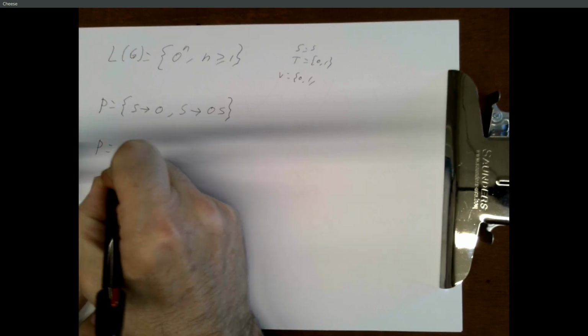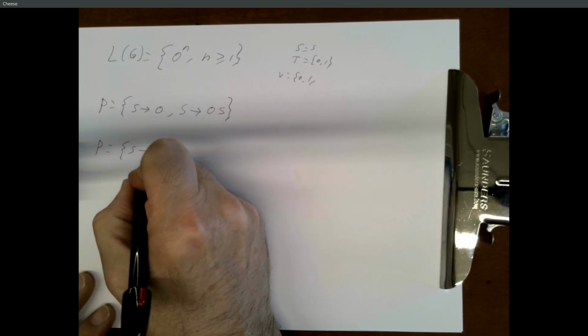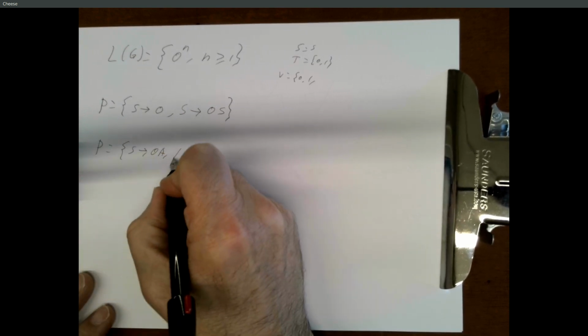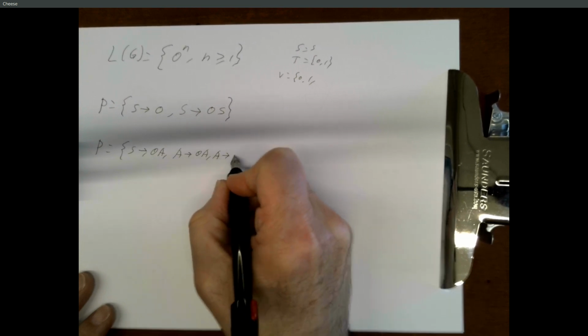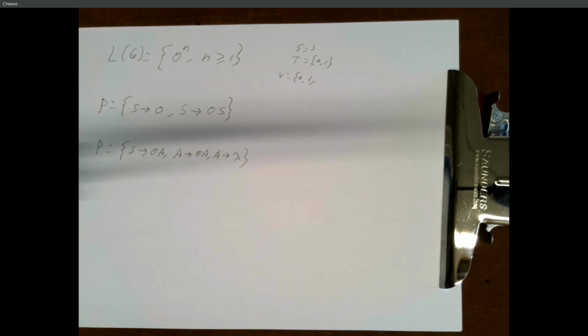Here's another way we could do this. I could have S go to 0 followed by an A, where an A is understood to be 0 or more zeros. And so A can be the empty string, or it could be a 0 followed by an A. That's a slightly more complex production set and uses another symbol. But it's just a different way of thinking about it.